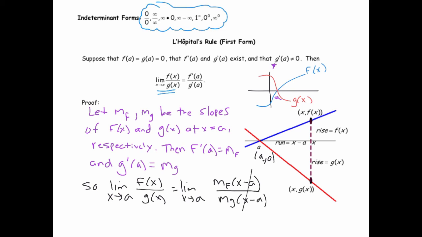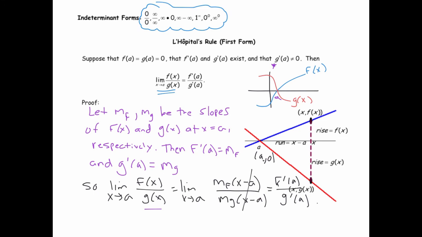Those go away, and we get the limit as x goes to a of the slope of f at x equals a and the slope of g at x equals a, but that's just f prime of a divided by g prime of a. So again, you can see that if you just compare the functions by comparing what their linearization or tangent line is at x equals a, you can see that the ratio of the slopes is the same as the ratio of the functions themselves at x equals a.